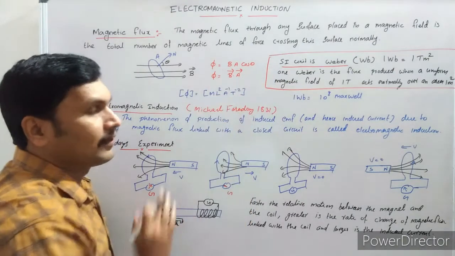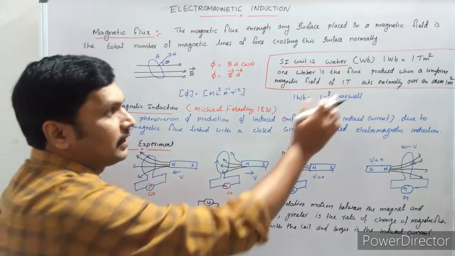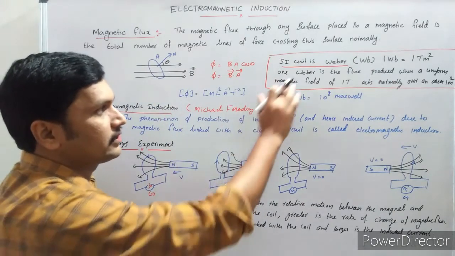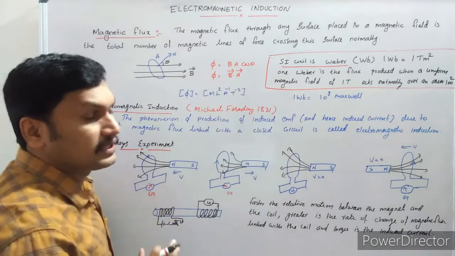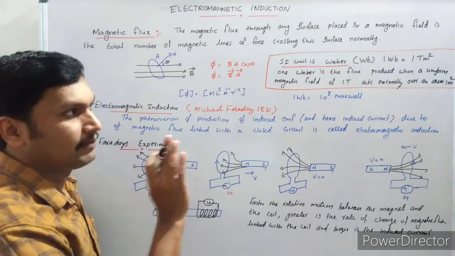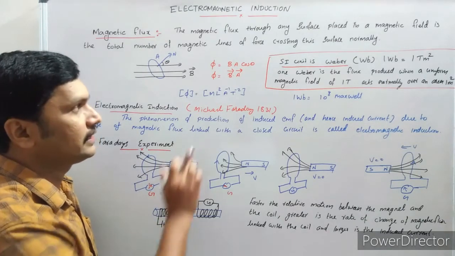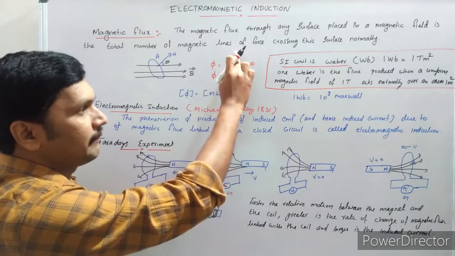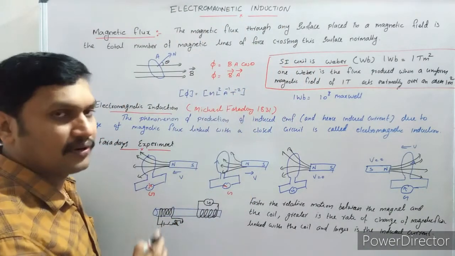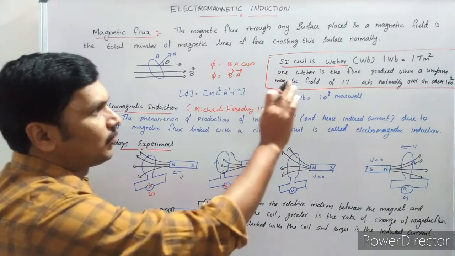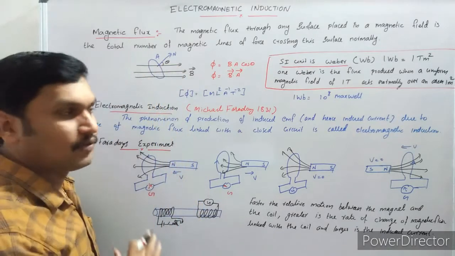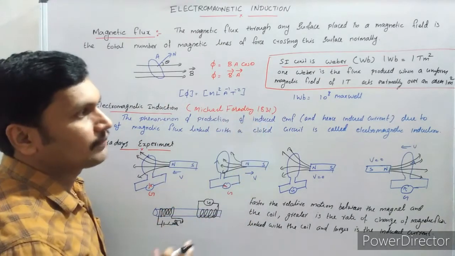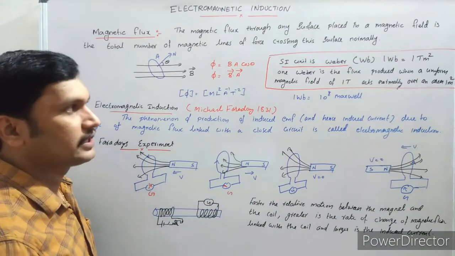The SI unit of magnetic flux is Weber, and it is denoted with the symbol capital W, small b. 1 Weber is equal to 1 Tesla meter square. We know that the unit of magnetic field is Tesla and the unit of area is meter square, so Tesla meter square is the SI unit of magnetic flux. 1 Weber is the flux produced when a uniform magnetic field of 1 Tesla acts normally over an area of 1 meter square.